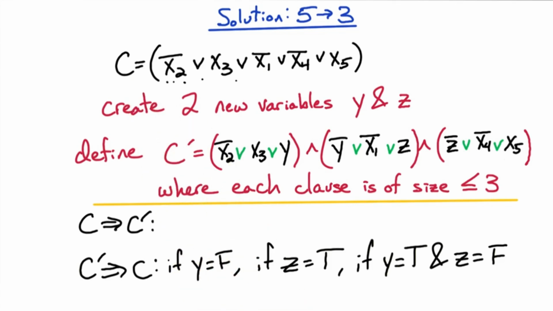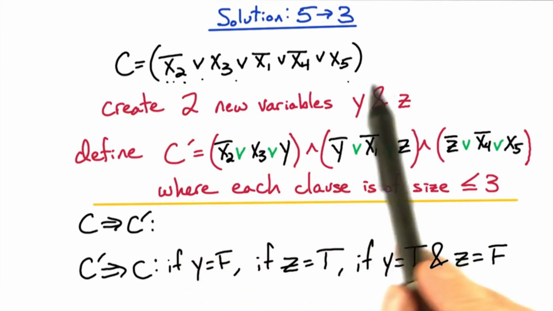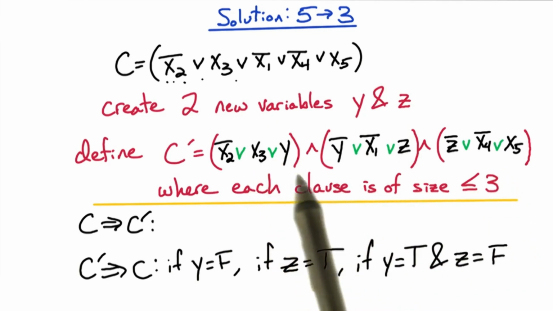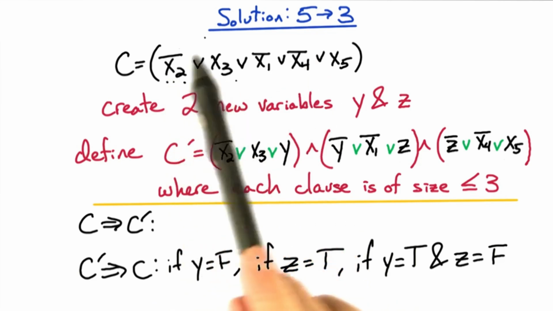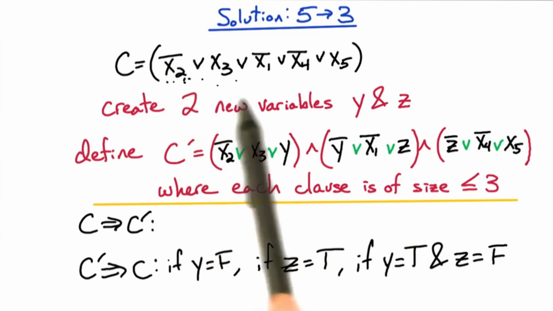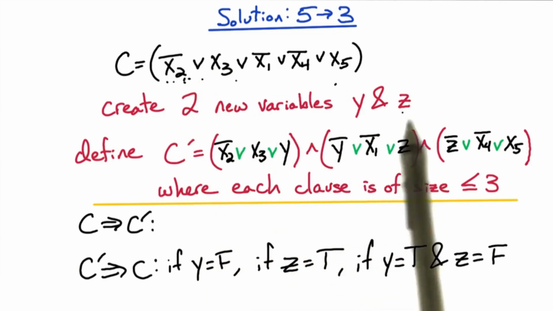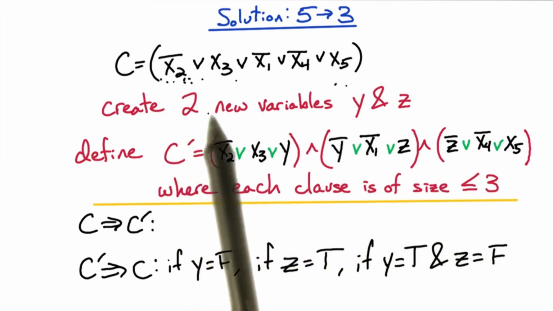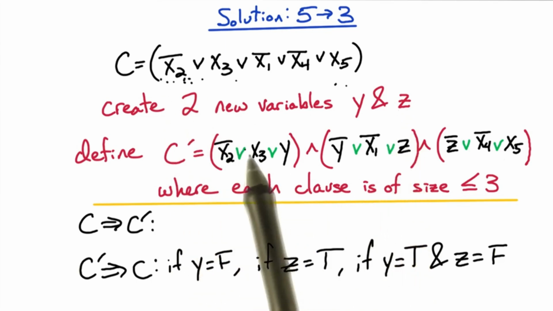Now let's do the general construction. Let's say we have a clause of size k. Now we're going to create a series of clauses, which is equivalent to this original clause. Now when we had a clause of size 4, we added one new variable and we had a pair of clauses. When we had a clause of size 5, we created two new variables, and then we had a triple of clauses. Now if we have a clause of size k, we're going to create k minus 3 new variables, and we're going to create k minus 2 clauses.